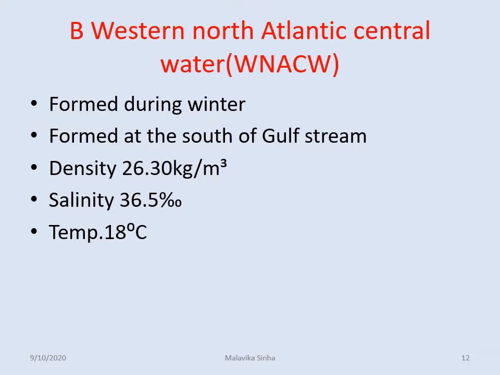Now come to the next one, the Western North Atlantic Central water masses. It is also formed during the winter and formed at the southern flank of the Gulf Stream. It's related to the zone of the Gulf Stream. The average density of the ocean water is 26.3 kg per cubic meter, salinity is 36.5 ppt, and temperature is 18 degrees centigrade. The Eastern North Atlantic is more saline than the Northwest Atlantic due to stronger winter convection. The latitudinal extension is 24 degrees to 37 degrees north and the longitudinal extension is 50 degrees to 70 degrees west. Salinity is high due to the Gulf Stream, and it's also low in phosphate content and low in nutrients.